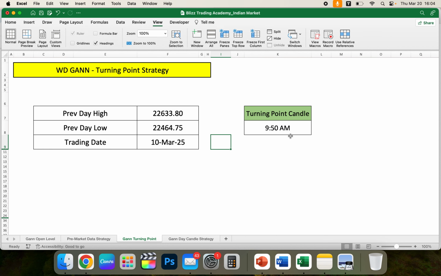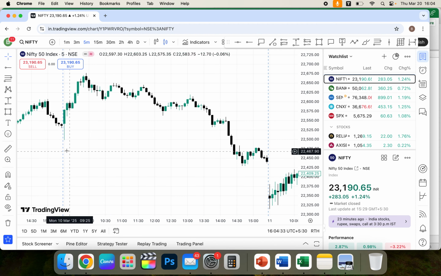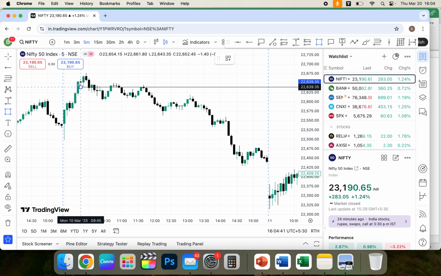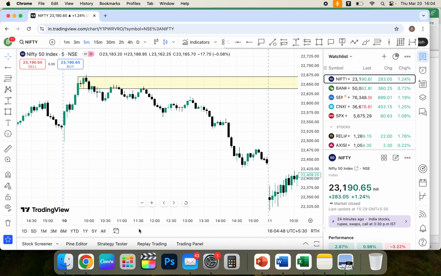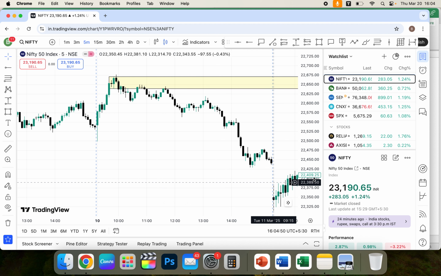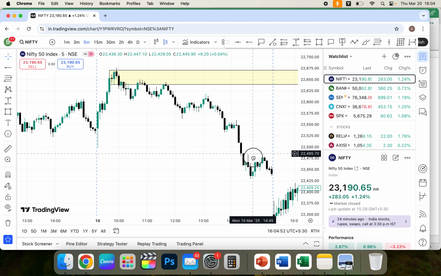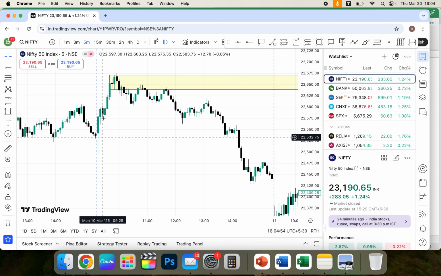So we are going to mark the high and low of the 9:50 a.m. candle on 10th of March. Let's see, 9:45 and 9:50. I hope you can see how magically the strategy works. All you need to do is wait until the 9:50 a.m. candle gets completed. You have to mark the high and low of the candle.